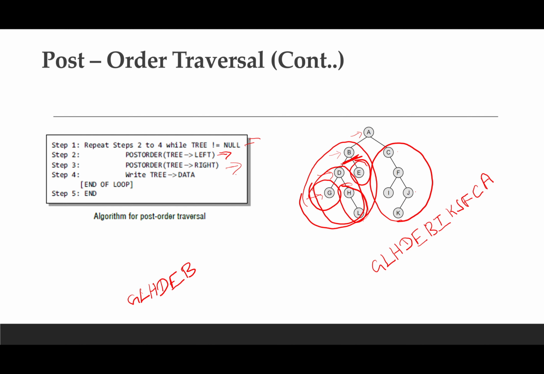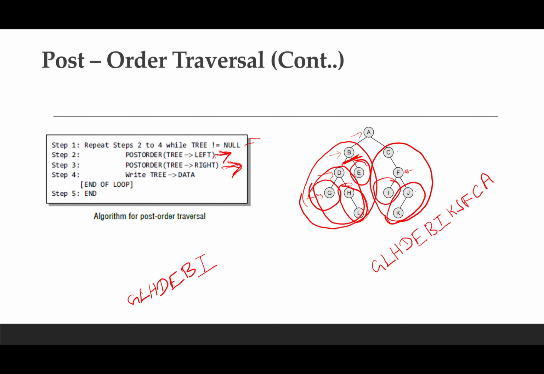Here it doesn't have left, so it will call the tree to right. When I call this, again it will check the condition is true. Then it will call the function tree to left. It doesn't have left and right subtrees, so it will visit the I. Then next it will call the function tree to right. Then it will check the condition is true. So it will call the left function.